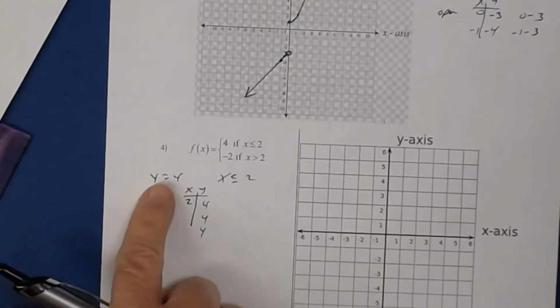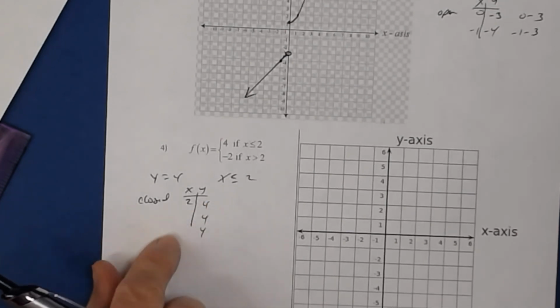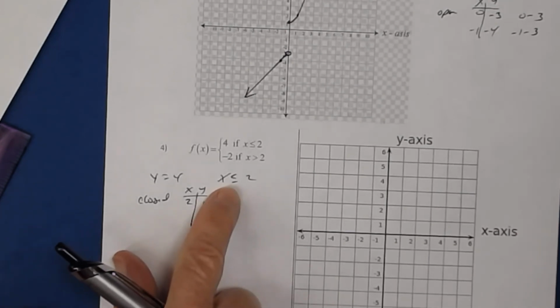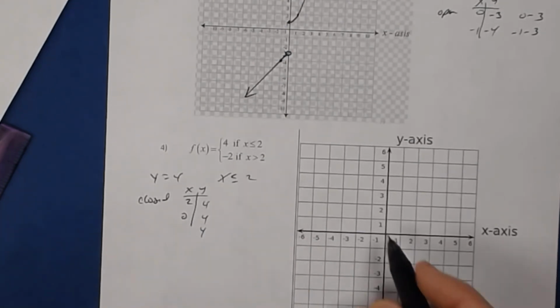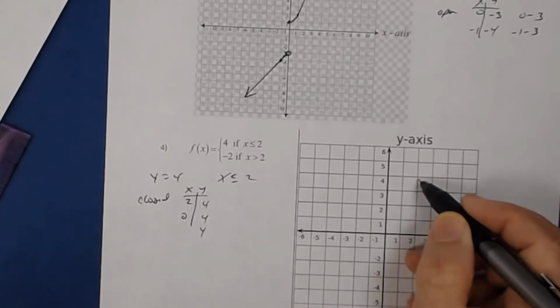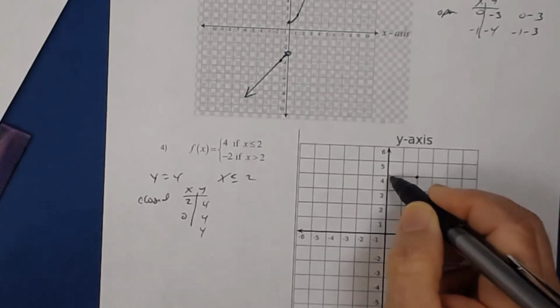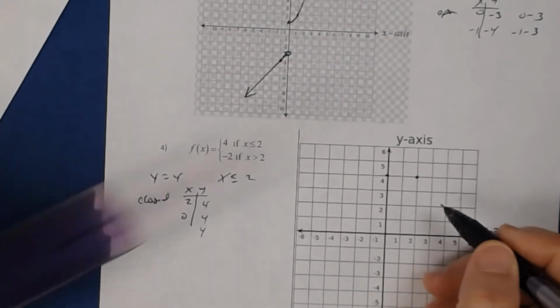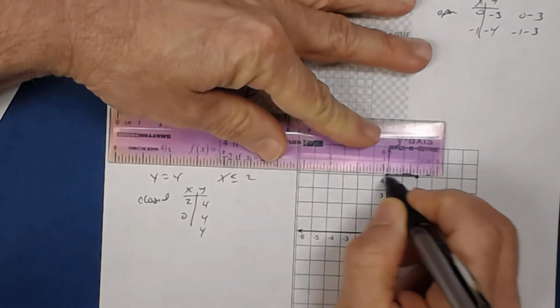But remember, this is a line. In this case, it will be a ray. So I need another point. So I got to pick something less than or equal to 2. So let's say 0. If x is 0, y is 4. So I put those points. 2, 4 is here, closed circle. 0, 4 is here, right? And so then I draw my ray, and I get this.